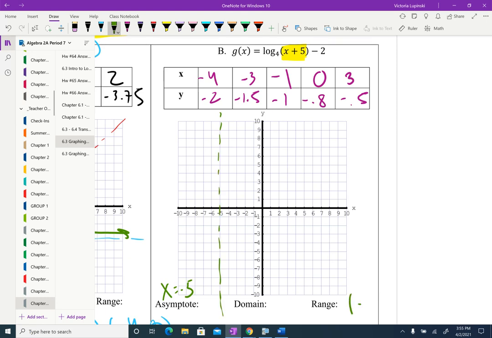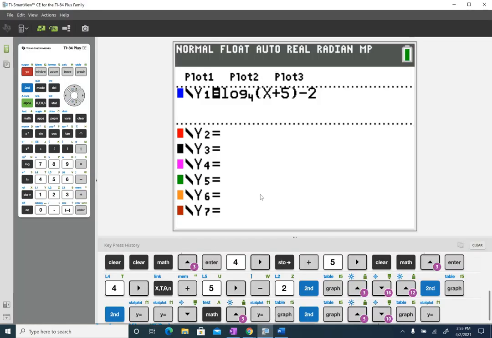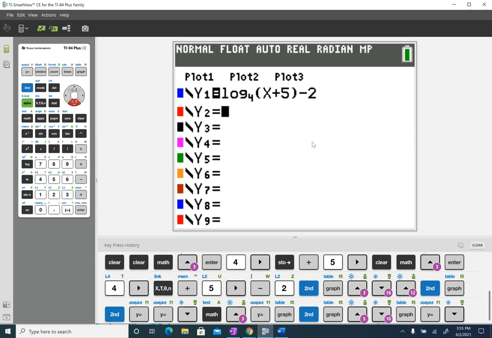I know that the range of any log is always all real numbers, and then I'm going to fill in the rest once I go ahead and actually graph my function. So I'm going to use the actual graphing calculator this time. I would go to the y equals, and I would very carefully type in the equation.